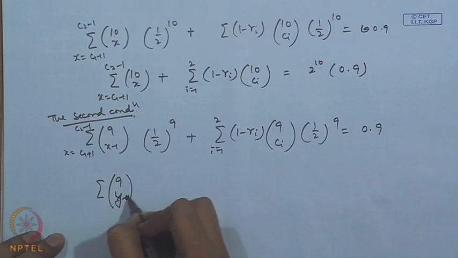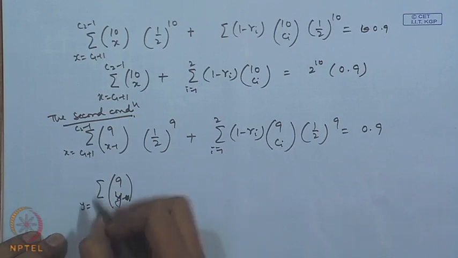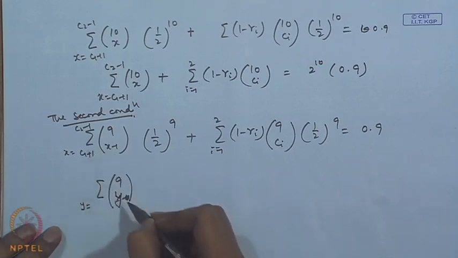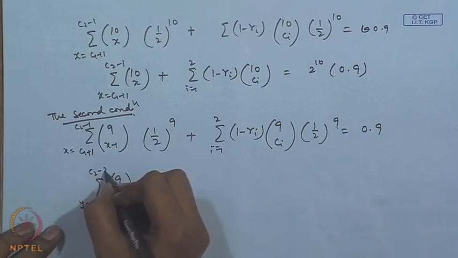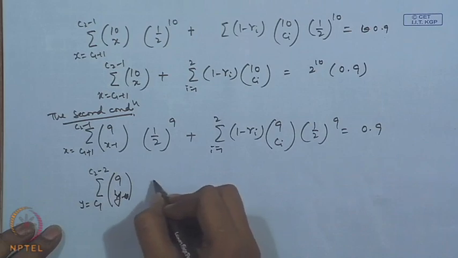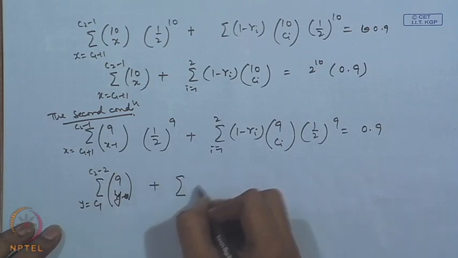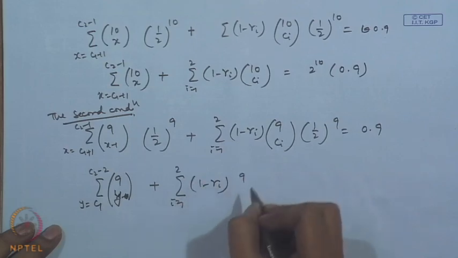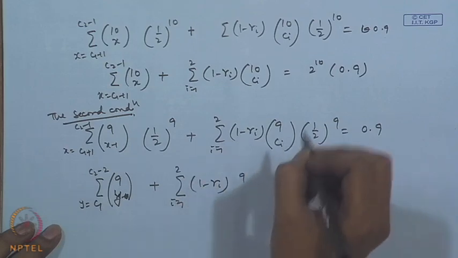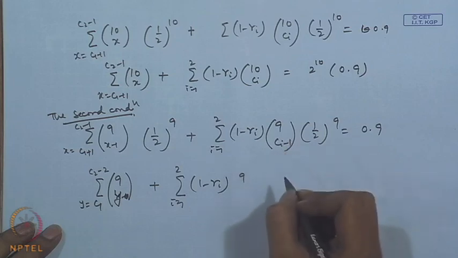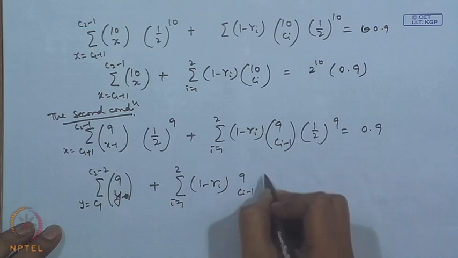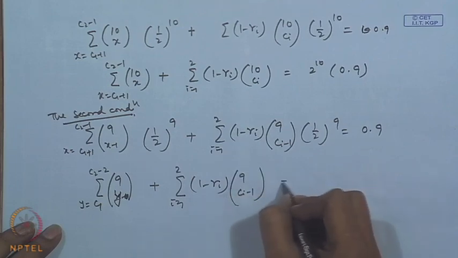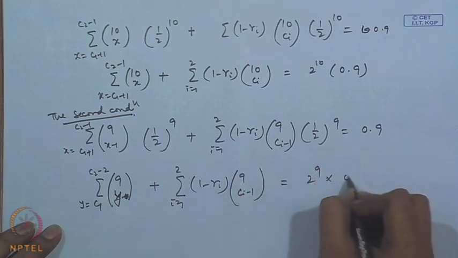We may put it in terms of y, say I am putting x minus 1 is equal to y. So, this is from c1 to c2 minus 2 plus sigma i is equal to 1 to 2, 1 minus gamma i, 9C, and of course, this would have become minus 1 here. So, that is c i minus 1, that is equal to 2 to the power 9 into 0.9.